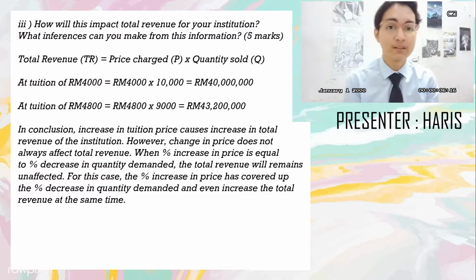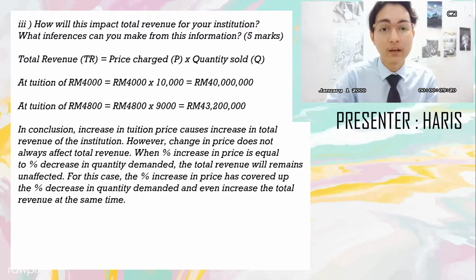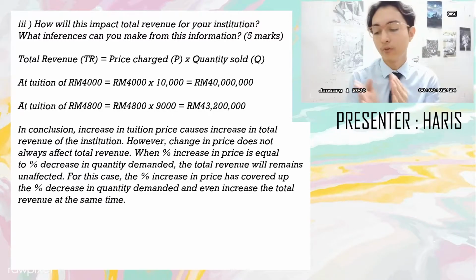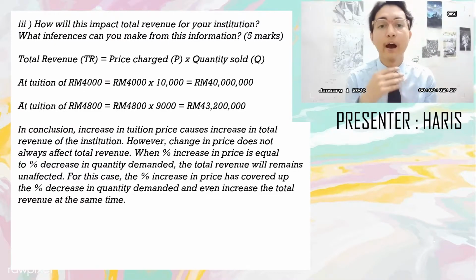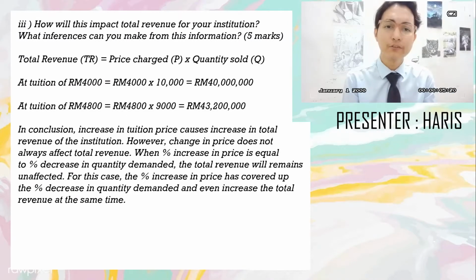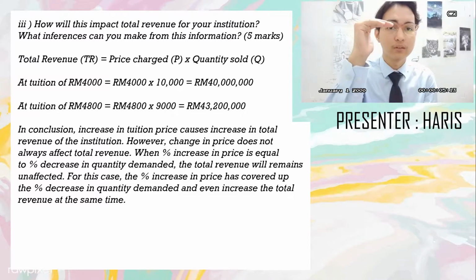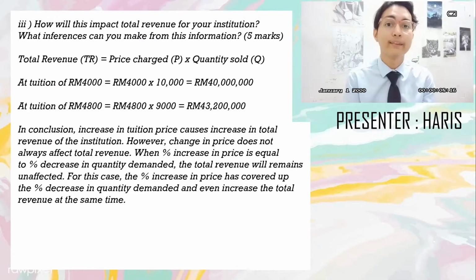Firstly, the price charged for 10,000 students is RM 4,000 per semester. So the calculation should be like this. A tuition of 4,000 ringgit multiplied by 10,000 students, and the total revenue should be RM 40 million. Another way, if students drop from 10,000 until 9,000 students, the price will change. The price is RM 4,800 per semester for only 9,000 students.